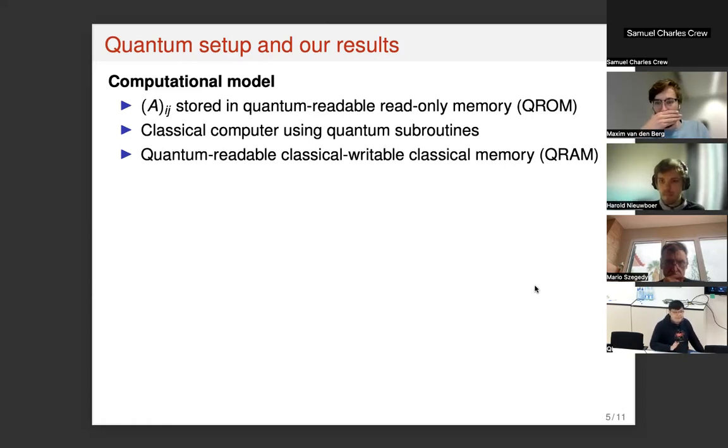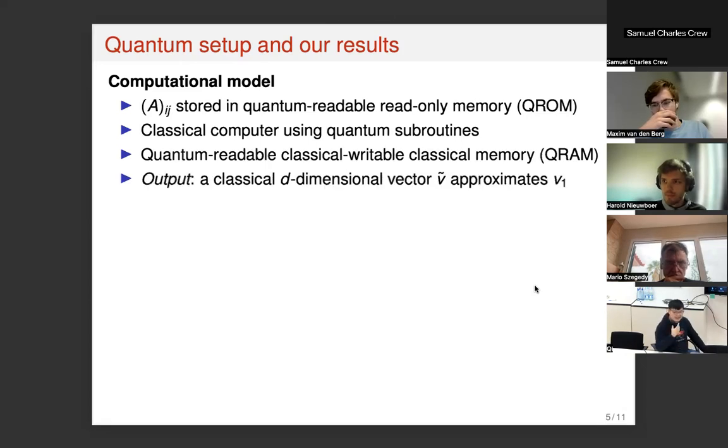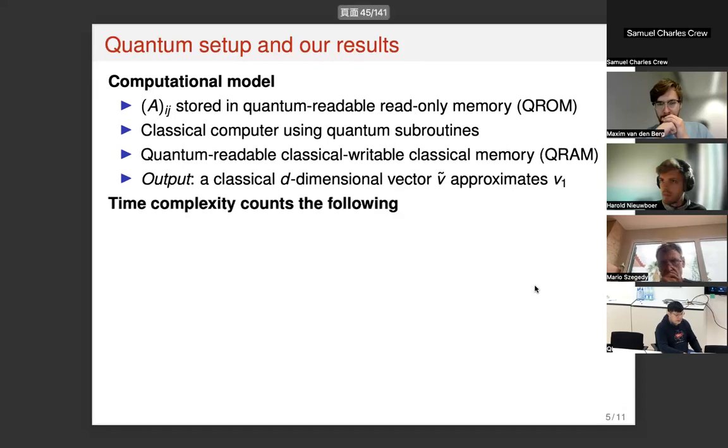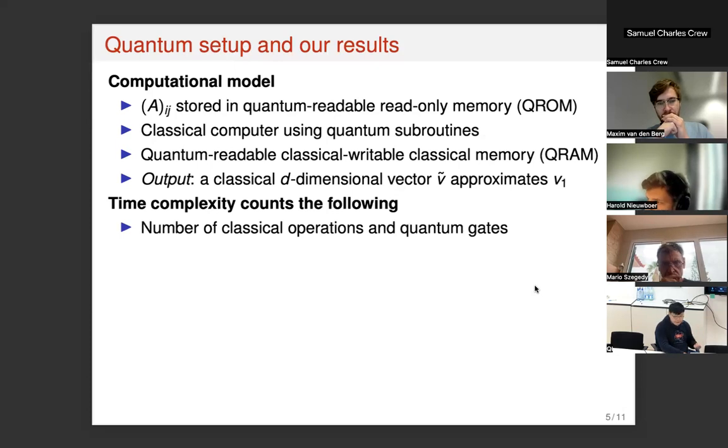And I know some physics people will not like this, but because I am a theorist, I will use it anyway. And at the end, as the output, unlike some HHL type algorithm, we would like to output a classical description of the whole vector. So it's a d-dimensional vector. And our time complexity counts the number of classical operations and quantum gates, and also the number of queries to the QROM and the QRAM.